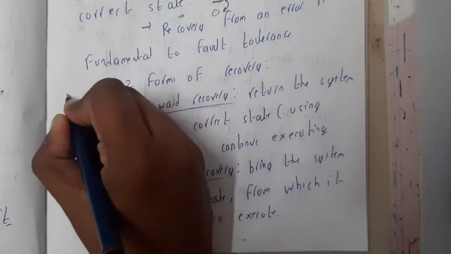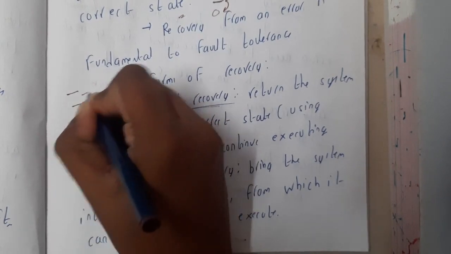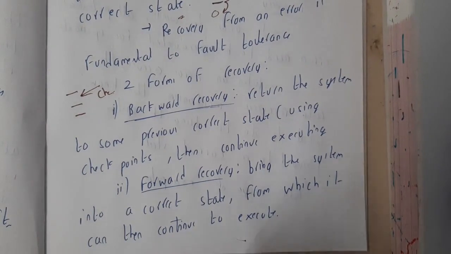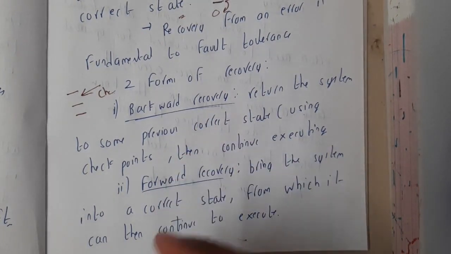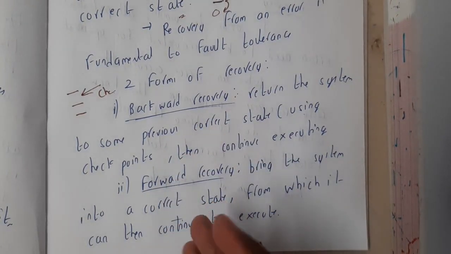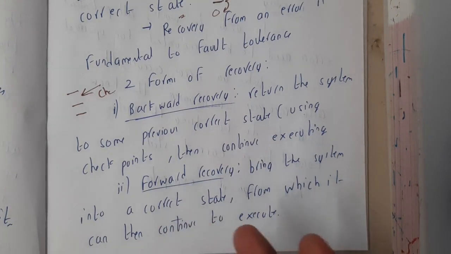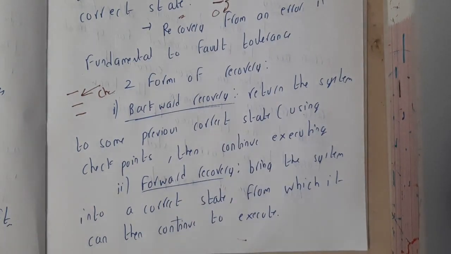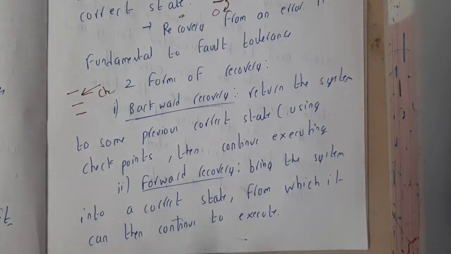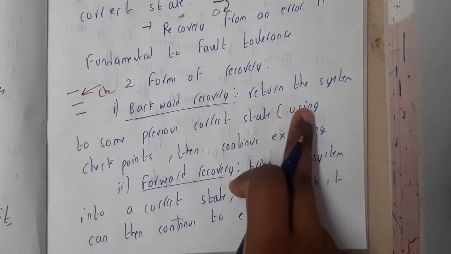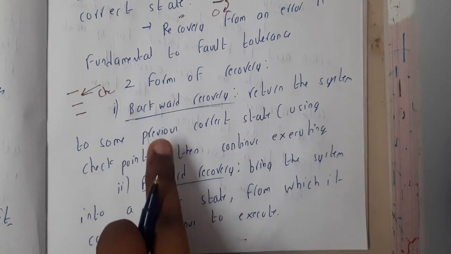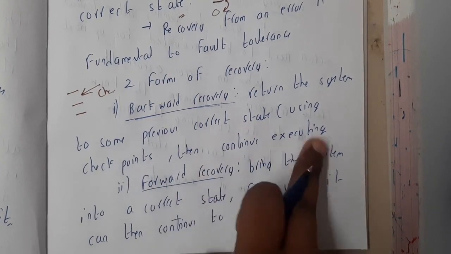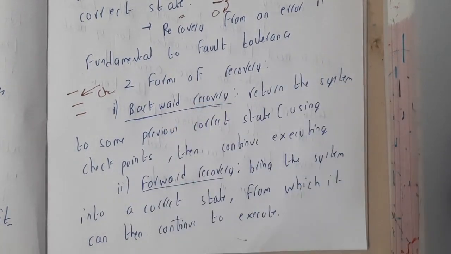In the database management system, we discussed the concept of checkpoints, guys. A checkpoint is a point where you place a marker so that if something goes wrong in the future, you can come back there. Even in Mario Forever and multiple games, there are checkpoints, right? You return back to that point if the character dies. So backward recovery returns the system to a previous correct state using the checkpoints, then continues executing from there.